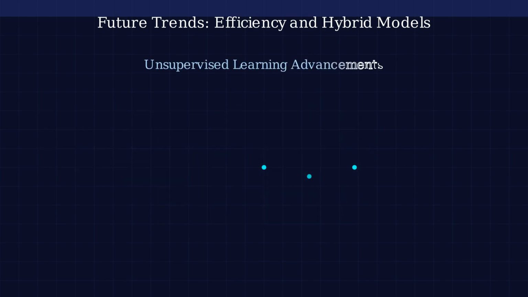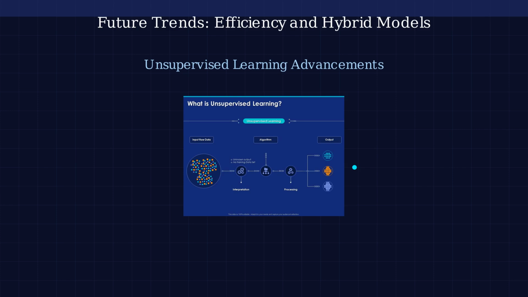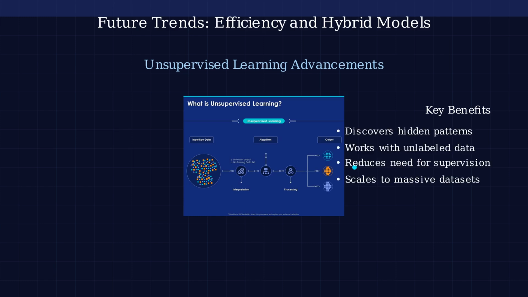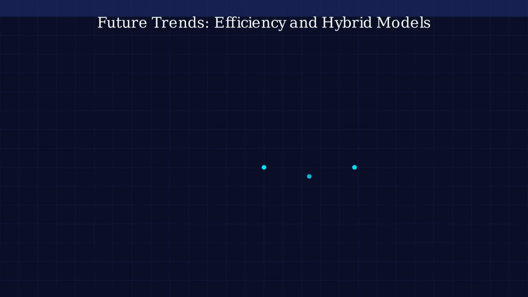Unsupervised learning is another area seeing significant advancements, where algorithms find patterns in data without explicit labels. This approach offers several benefits, including discovering hidden patterns in data, working with unlabeled data sets, reducing the need for human supervision, and scaling efficiently to massive amounts of information. These emerging trends in neural networks promise to make AI systems more powerful, efficient, and applicable across a wide range of industries.